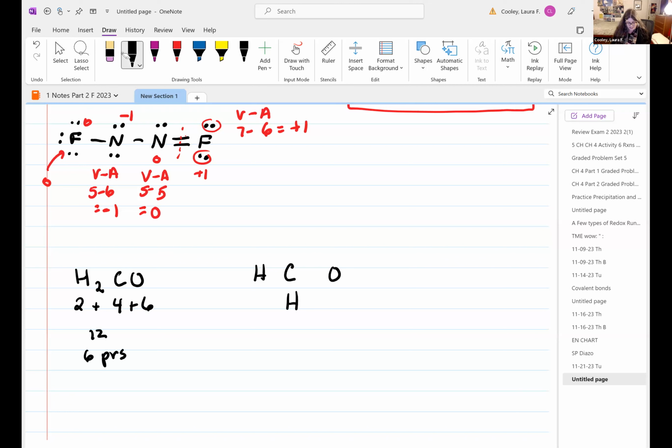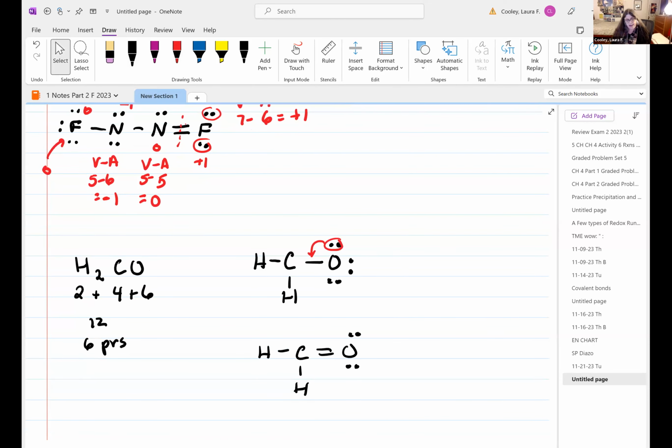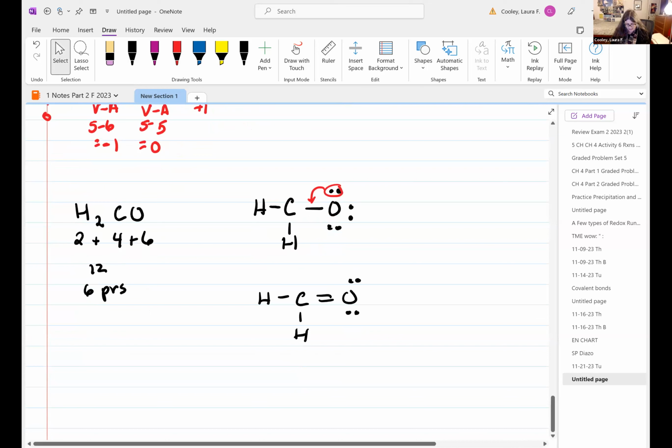What do we do first? Bonds to the outer atoms. 3, 4, 5, 6. What now? Need to get an octet on this carbon here, so I have to make a double bond. And after I do that, that's the Lewis structure.